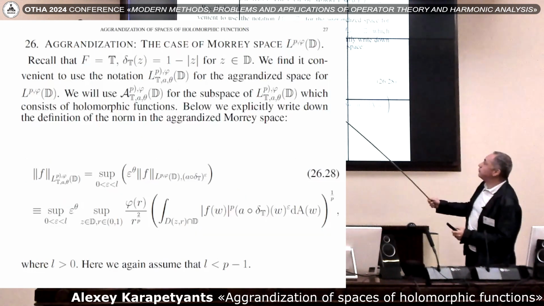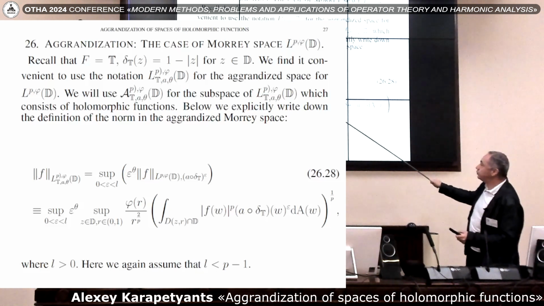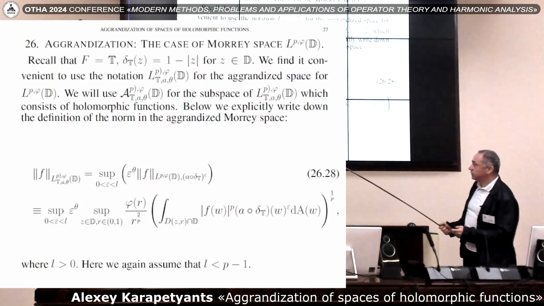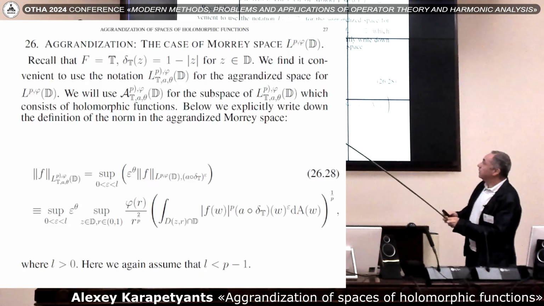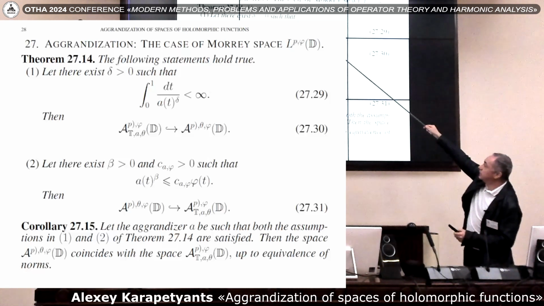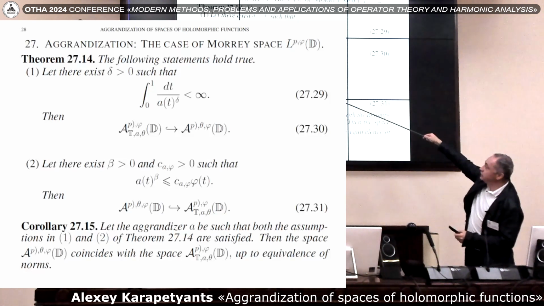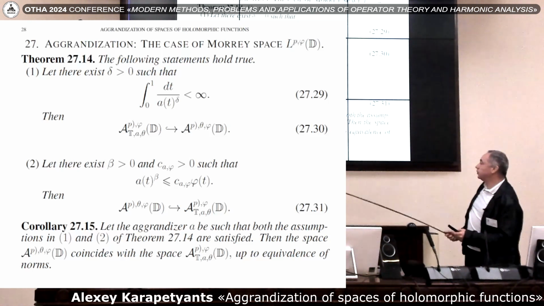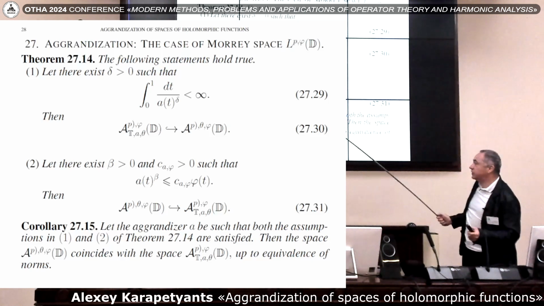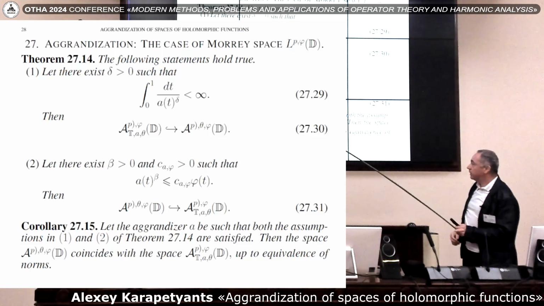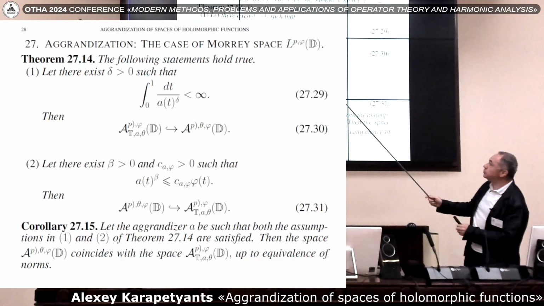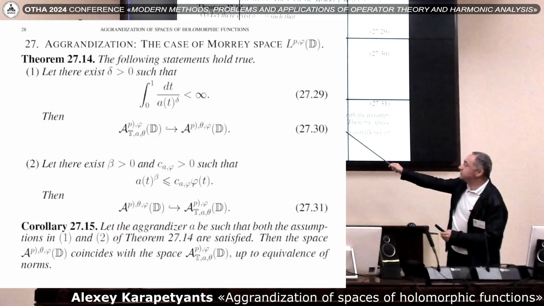Now, aggrandization of Morrey space. We take the norm of Morrey space, put here our aggrandizer, and that's it. So nothing else. Okay? And again, we have similar results. Under this condition, we have this inclusion, and under this condition, we have this inclusion. And also, of course, if both conditions are satisfied, then you have coincidence of spaces up to equivalence of norms.